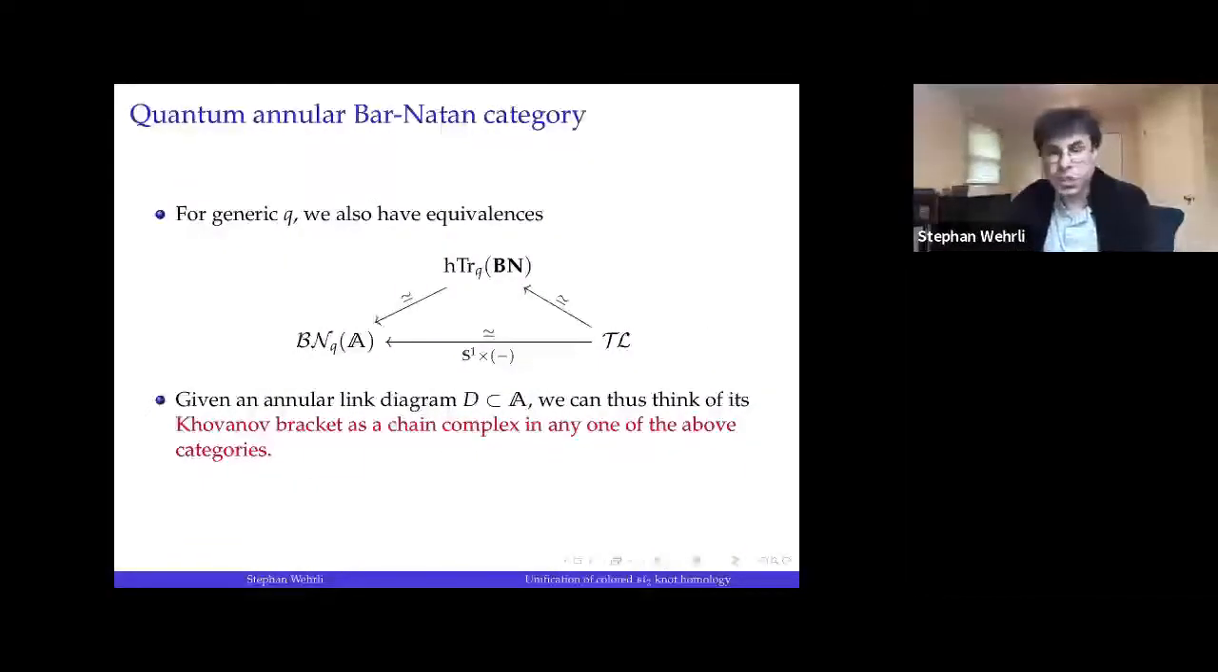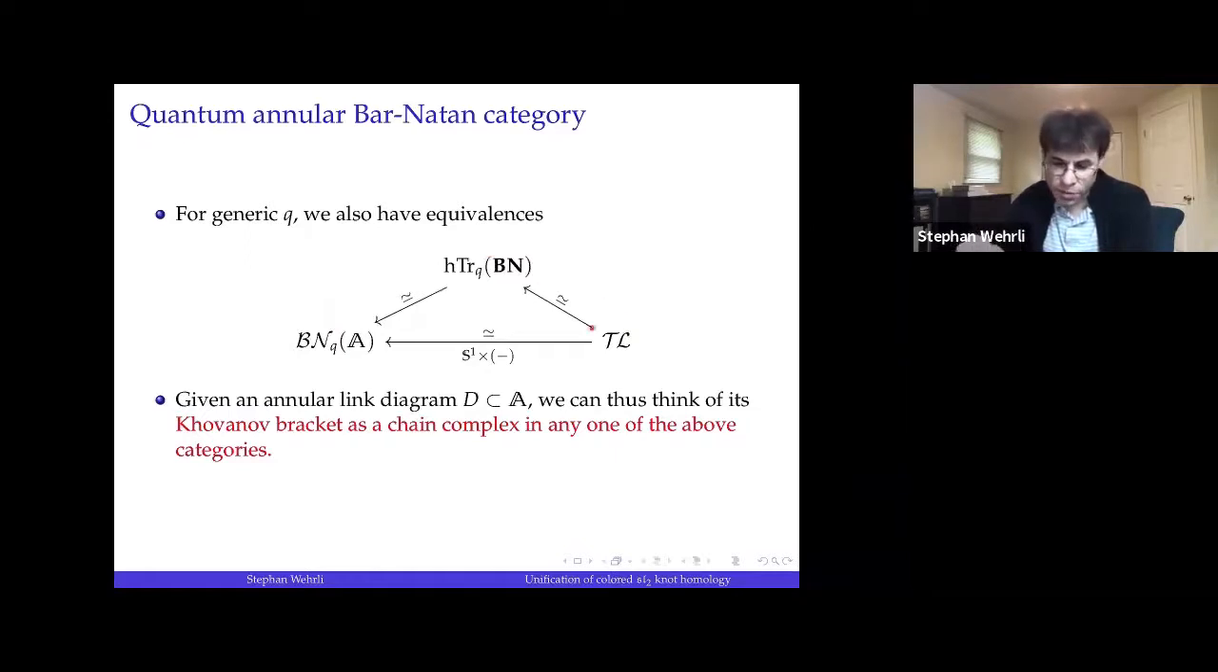So this is the quantum annular Bar-Natan category. Now, somewhat surprisingly, perhaps, it turns out that for generic q, you can also identify this category with the Temperley-Lieb category. And why is that? Well, the point is that taking the trace is in a way a decategorification operation. So taking the horizontal trace decategorifies this category to the Temperley-Lieb category. So taking the trace has sort of two functions. On the one hand, it annularizes things, if you want to see it like that, and on the other hand, it decategorifies things.